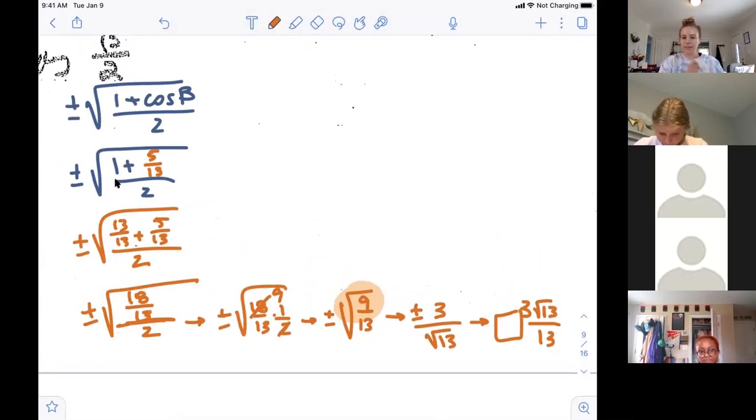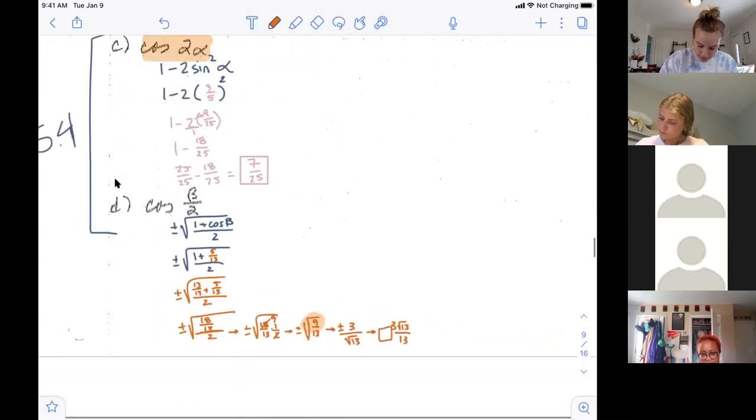Now, to determine plus or minus, I need to think about what quadrant I'm going to be in. Beta is in quadrant 4, so we're essentially doing half of that. Half of an angle in quadrant 4 is going to be somewhere in quadrant 2. It's only going to be in quadrant 2. Last class, I was like, oh, it's going to be 2 or 3. I didn't think hard enough about it.